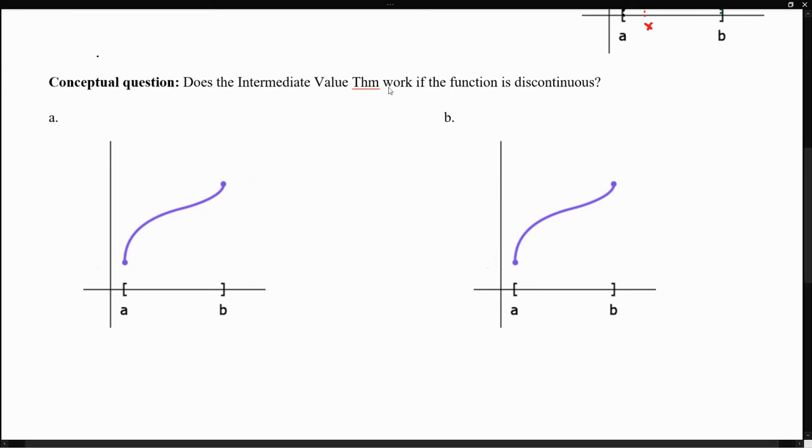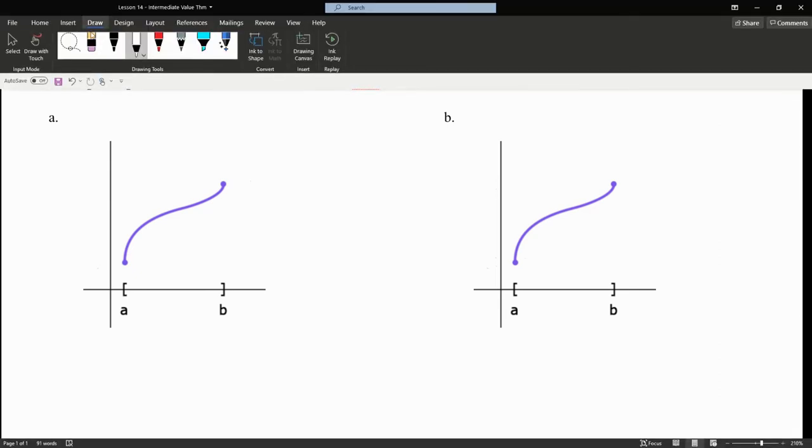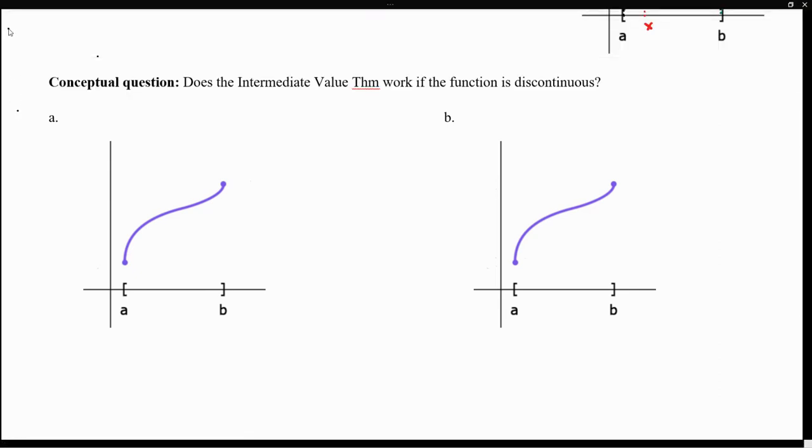For the function to be discontinuous, we could have two scenarios. The first scenario is that we have a hole on the graph, or we have a discontinuous point. Let's assume we have a hole right here. Let's assume that this point is not solid, but is actually a hole. Same idea: this is f of a, and this is f of b.